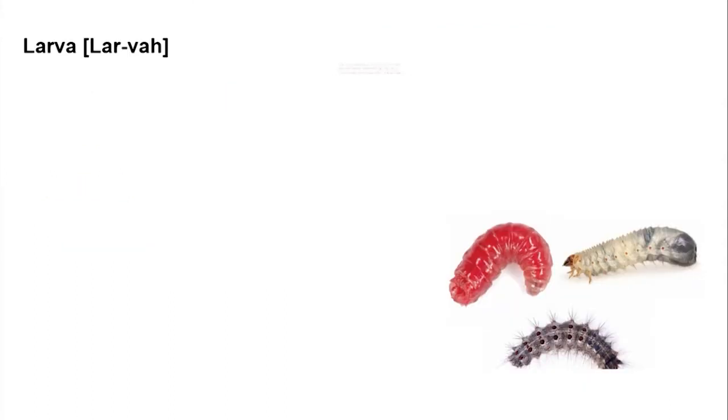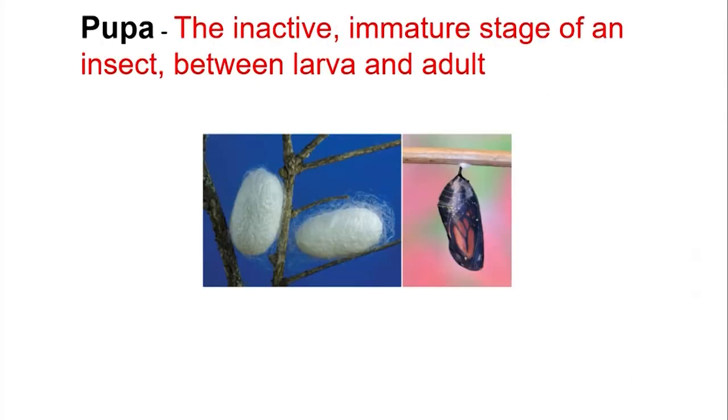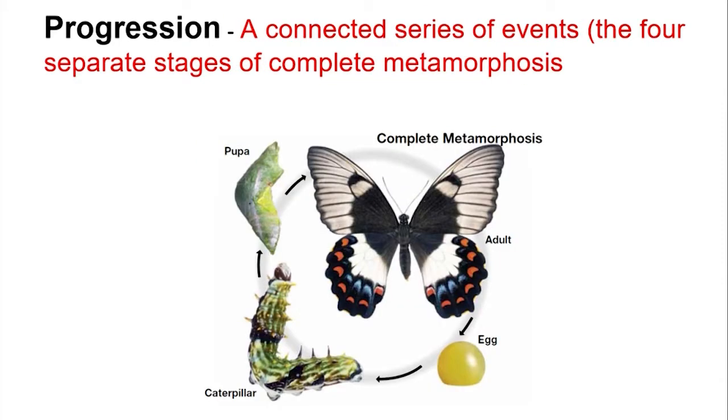This is larva. Larva is the immature stage of an insect's complete metamorphosis between egg and pupa. Insect larvae do not resemble the adult insect. The word larvae means more than one larva. A pupa is the inactive, immature stage of an insect between larva and adult. The word progression is a connected series of events. For example, the 4 separate stages of complete metamorphosis.